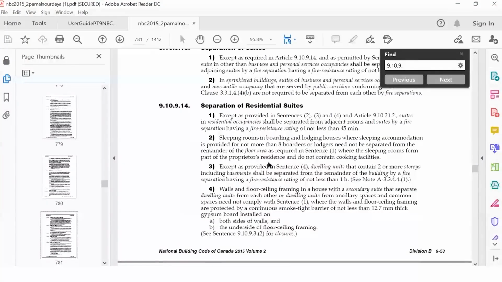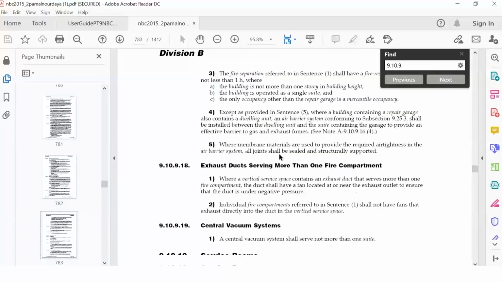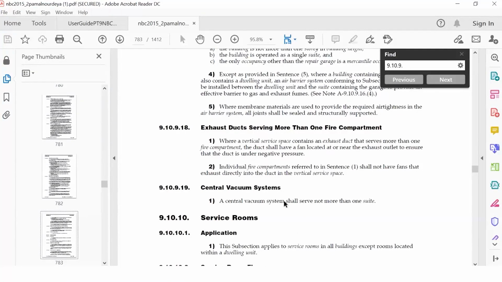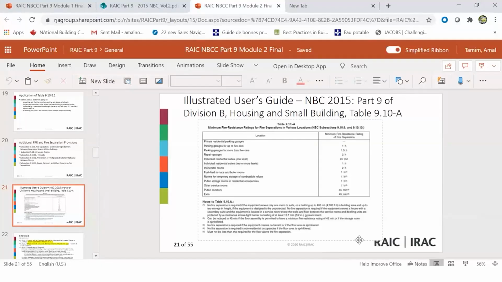And then we go on to separation of residential suites, separation of public corridors, storage garages, repair garages. And then we talk about where a vertical space contains an exhaust duct that serves more than one fire compartment. The duct shall have a fan located at or near the exhaust outlet to ensure the duct is under negative pressure. Individual fire compartments referred to in Sentence 1 shall not have fans that exhaust directly into the duct in the vertical space. Central vacuum systems shall serve not more than one suite. And it goes on. So under 9.10, you will see a lot of the fire resistance requirements. So I'm going to go back to my presentation.